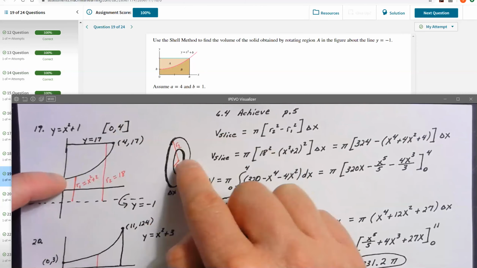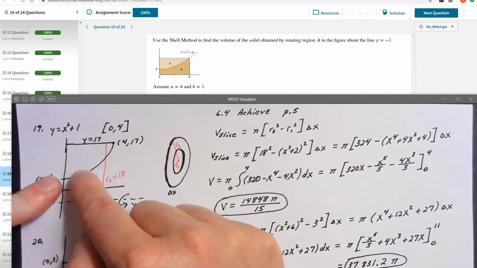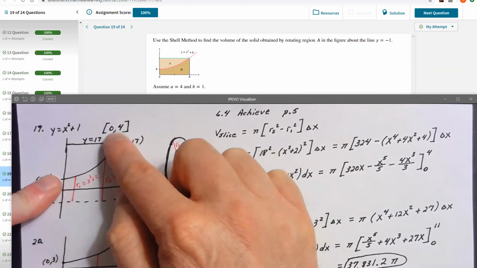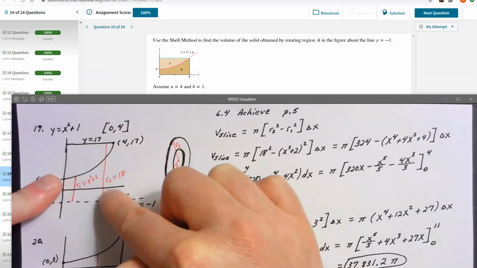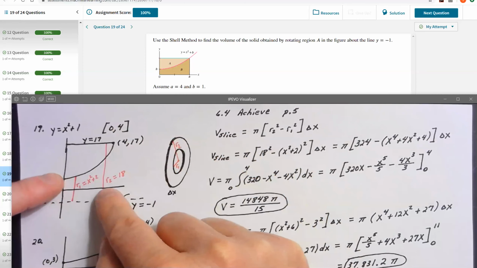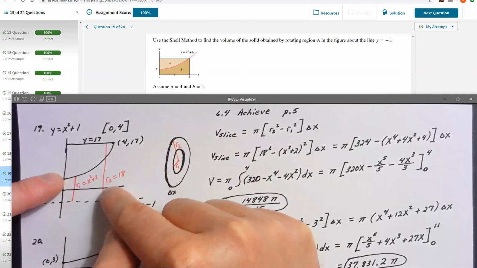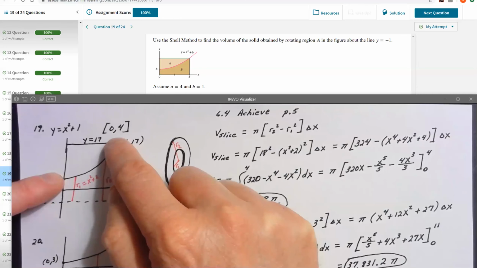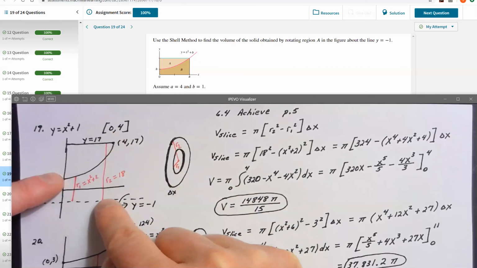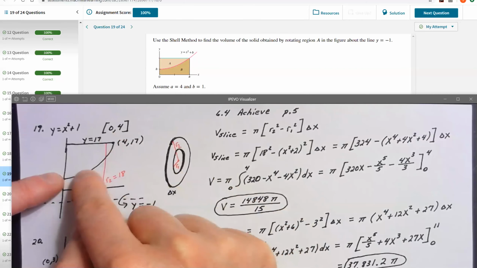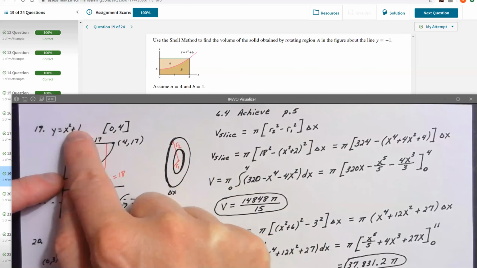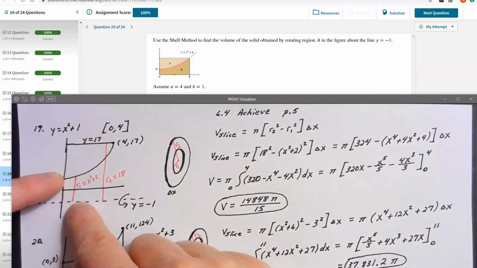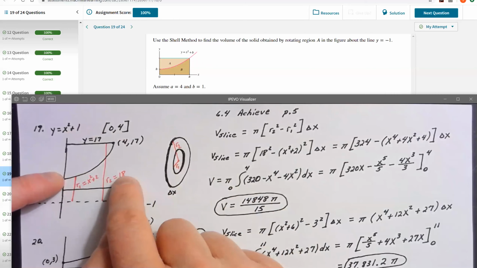So let's think about an arbitrary slice if we rotated this about the line y equals -1. We're going to have an inside radius that we have to hollow out from the outer rotation of this larger radius. The larger radius clearly is 18. We know the distance from the x-axis to here is 17. The distance from here to here is 1. So the overall distance is 18. You could have just said top minus bottom: 17 minus -1 is 18. My other one is the same thing. You just say x squared plus 1 minus -1 gives me x squared plus 2. I get my 2 radial lengths. Please remember this is the larger one.